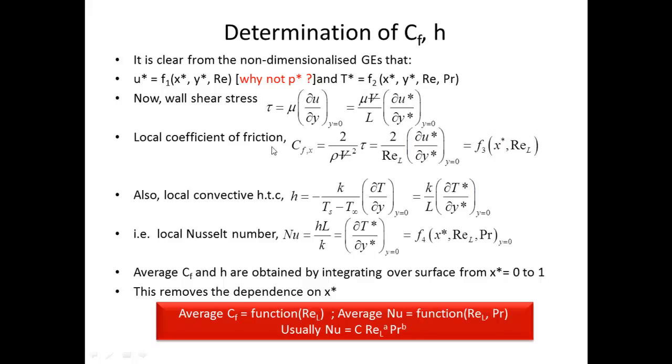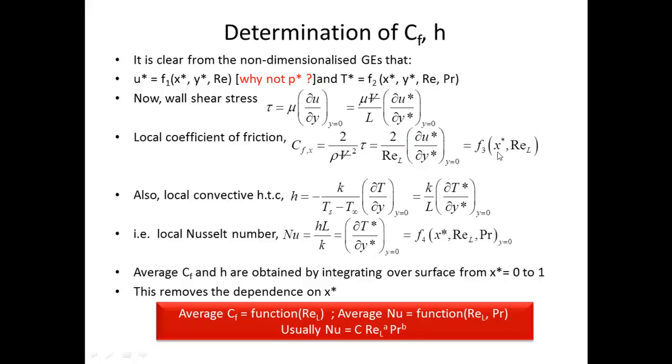And also the friction factor Cf can be written in terms of the shear stress. Remember that tau was half Cf into rho V square. So by rearranging the terms, we get an expression for Cf as shown here. Now substitute the value of tau from the above equation here, and it will simplify to 2 by Reynolds ∂u star by ∂y star at the wall. In other words, the friction factor depends on the Reynolds number and on the velocity gradient at the wall.